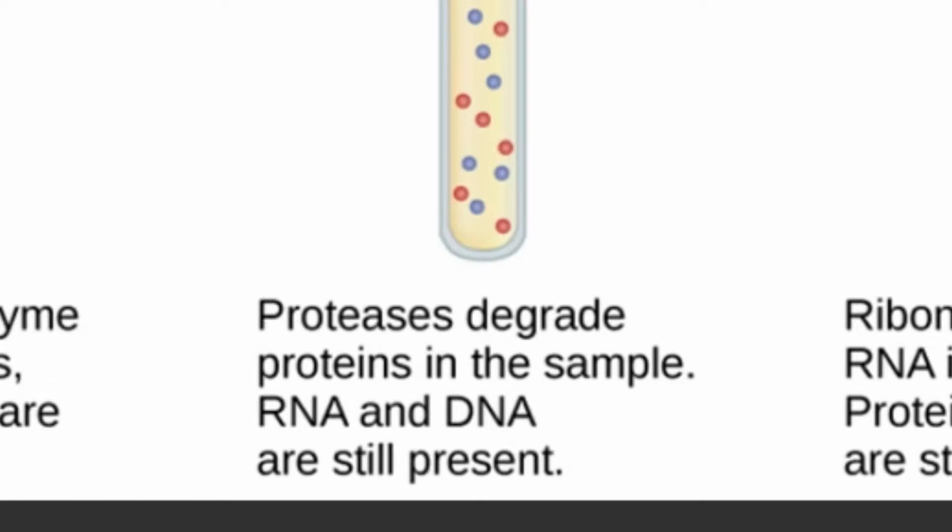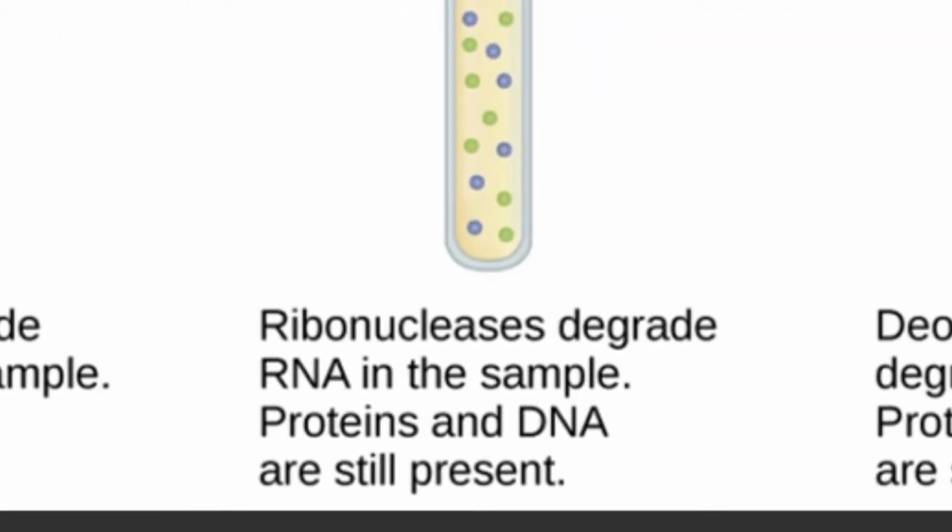In the third tube, ribonucleases are added in order to degrade the RNA, right? RNA is a ribonucleic acid, so a ribonuclease degrades RNA, and in this sample, proteins and DNA are still present. So if it's RNA that is the transforming principle, then this should not allow transformation.